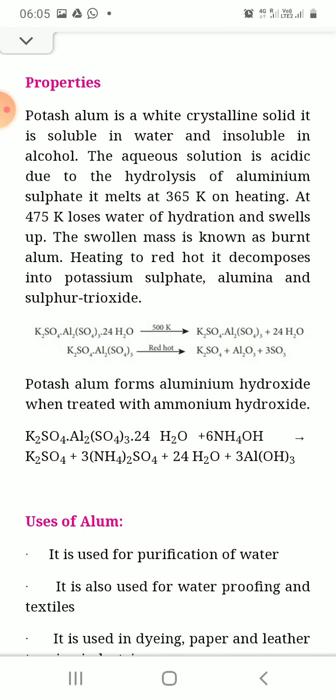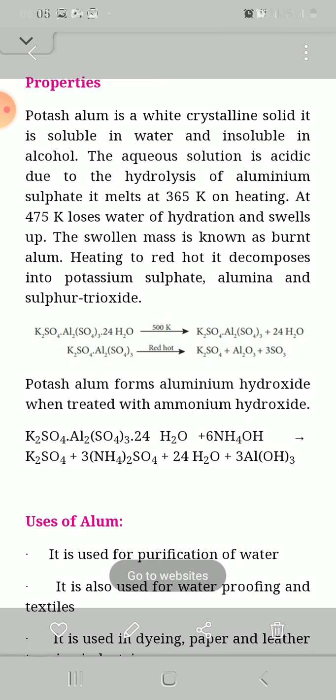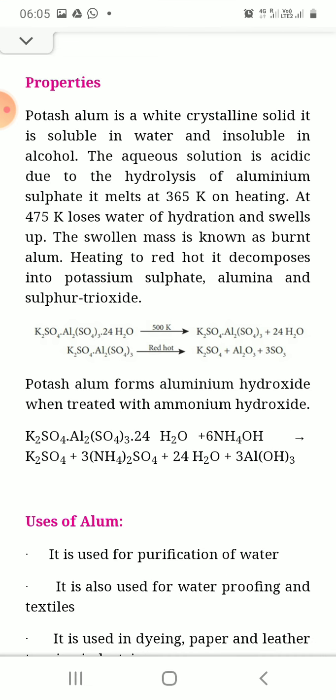Then properties: potash alum is a white crystalline solid. It is soluble in water and insoluble in alcohol. Already we know that all the salt is soluble in water. Then the aqueous solution is acidic due to the hydrolysis of aluminum. Aqueous means we know that soluble one.